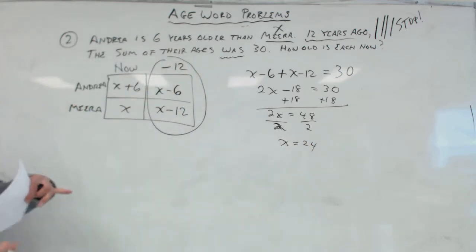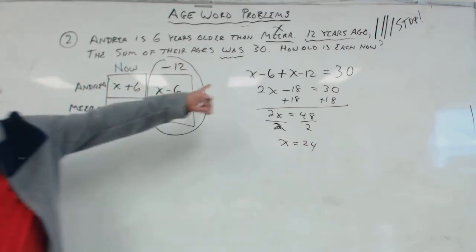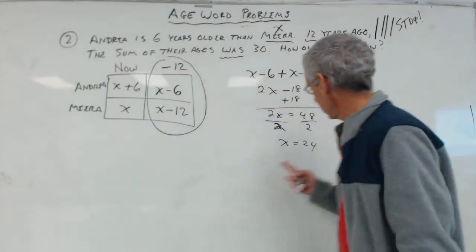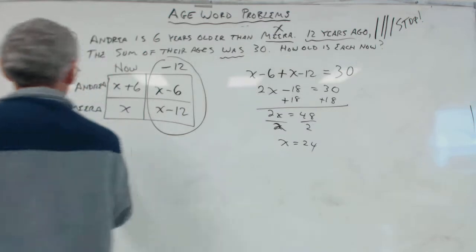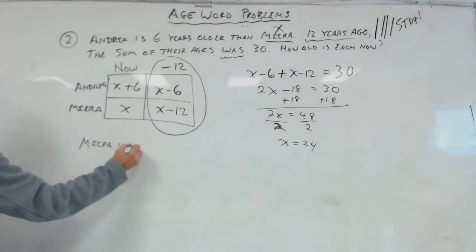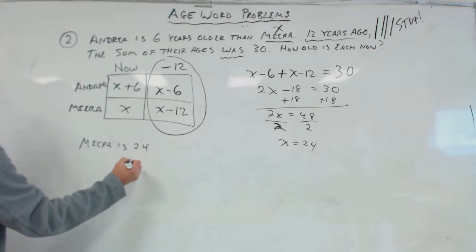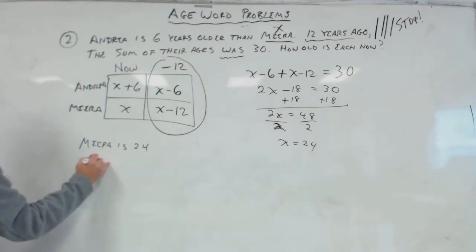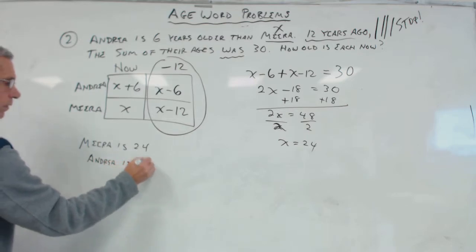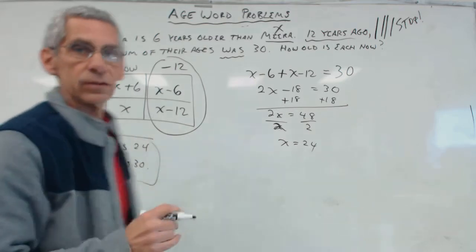So I come back to my question. They ask how old is each now? So here's my now column. X is 24, so Mira is 24. And Andrea is 30. Pretty easy way to solve these.